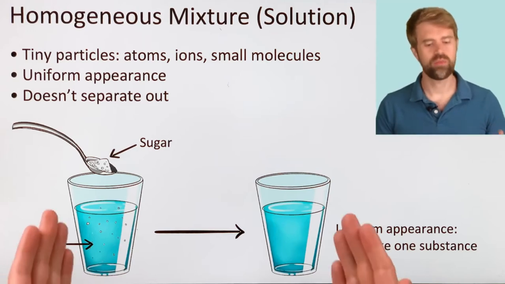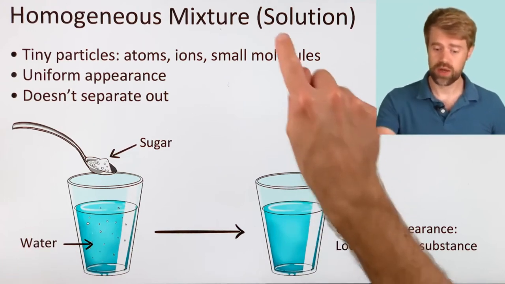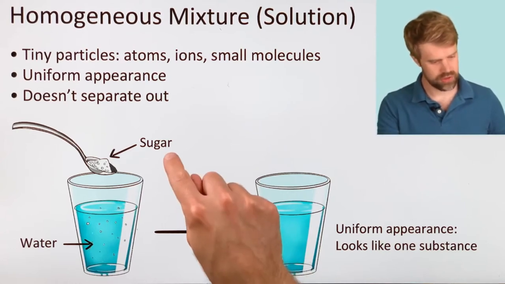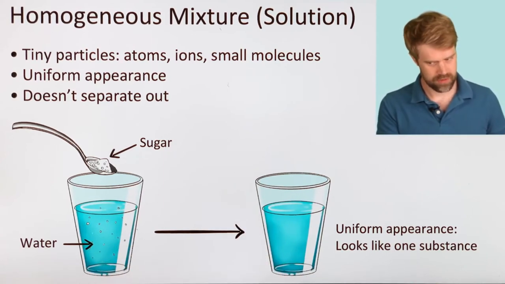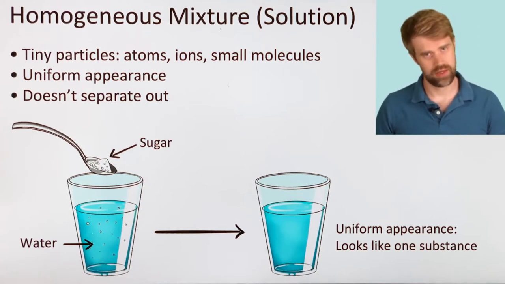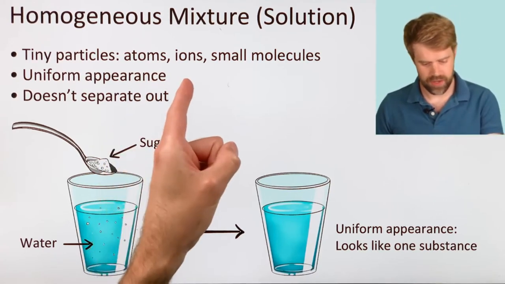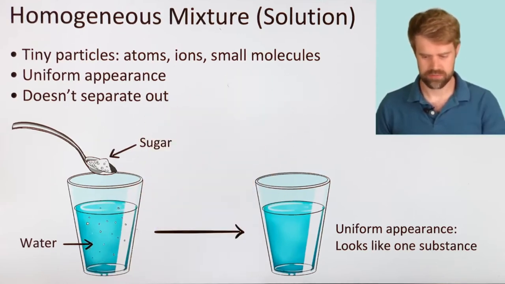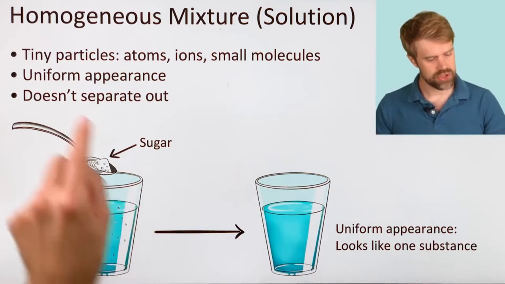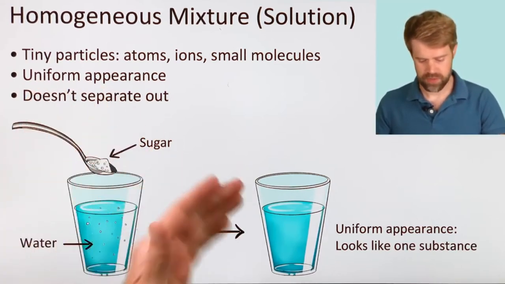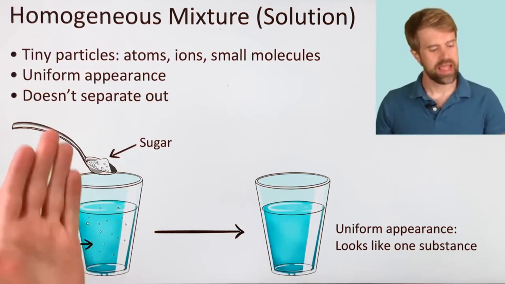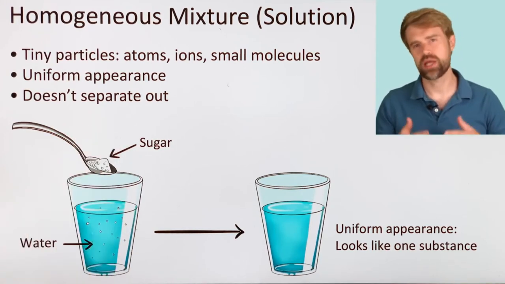Here's a homogeneous mixture. This is more commonly called a solution. An example is sugar dissolved in water. In a solution, the dissolved particles are very thin. They might be atoms, ions, or small molecules. And they spread out evenly, giving solutions a uniform appearance. A solution looks like one substance, and it doesn't separate out.